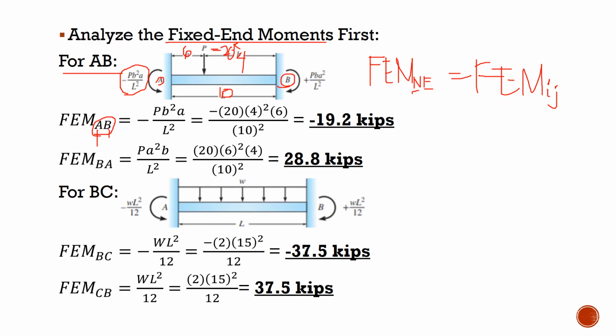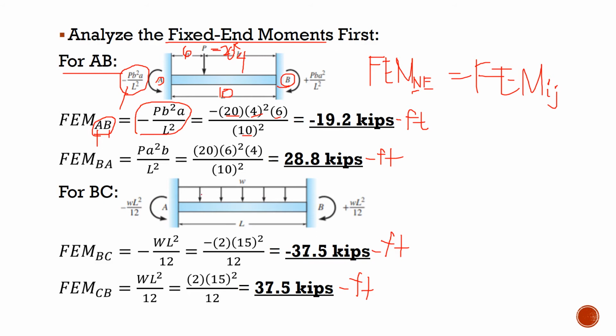FEM AB, at the left end. Using this equation, we substitute: negative P of 20, B is 4, A is 6, and the length is 10. We keep the result as is since it is a moment.